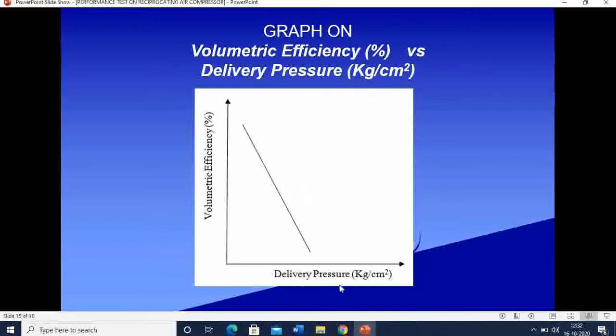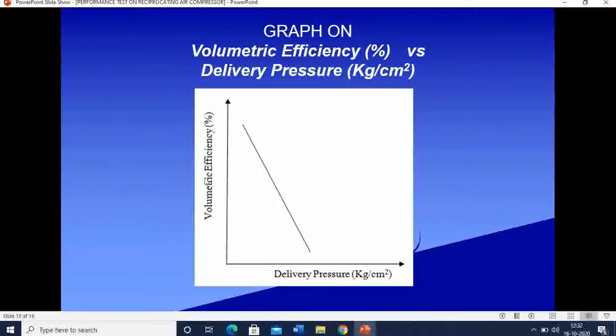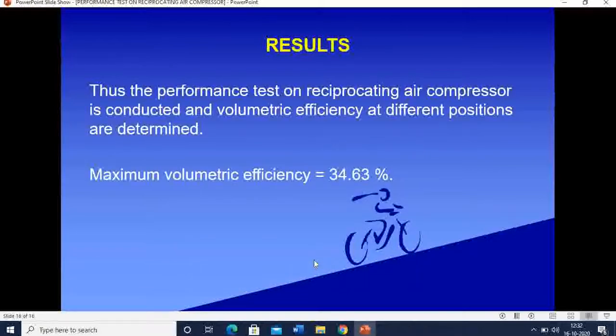You will get a line like this, and as I told you, you will get the volumetric efficiency. Based on that you have to give the result that the performance test on the reciprocating air compressor is conducted, and the volumetric efficiency is determined at various positions, where the maximum volumetric efficiency is around 34.63%.